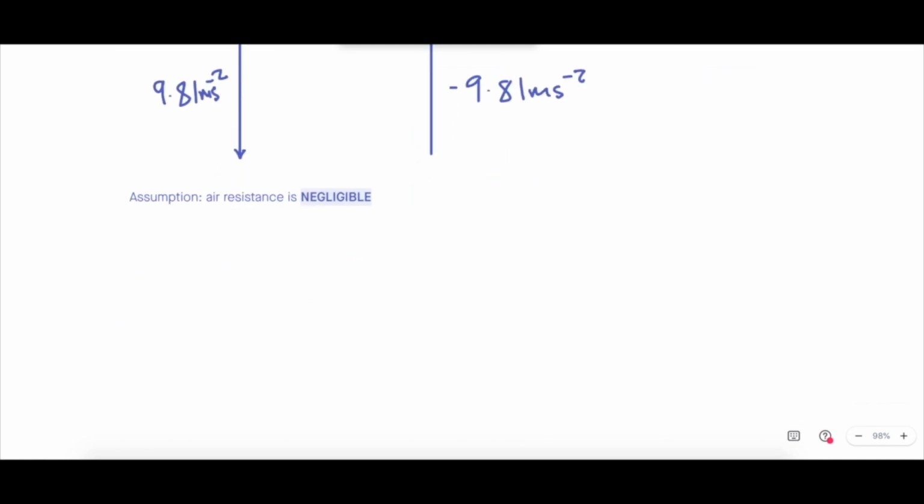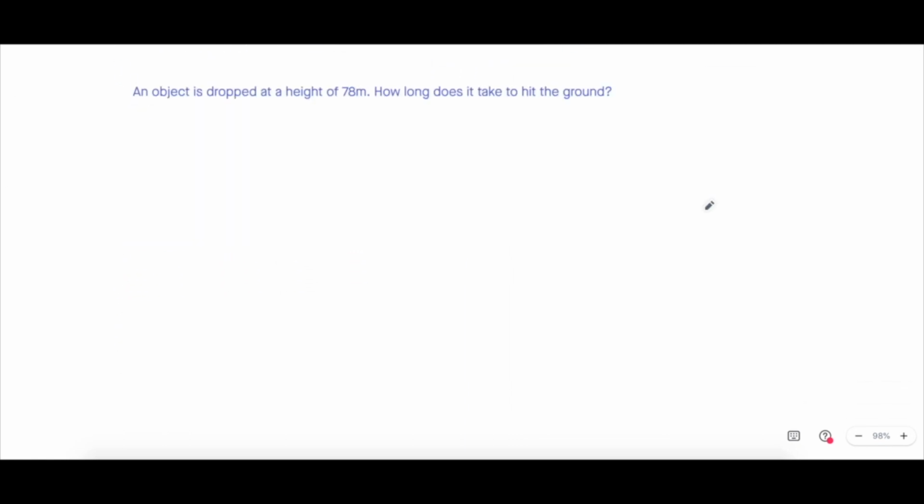So let's look at an example. An object is dropped at a height of 78 meters. How long does it take to hit the ground? If an object is dropped, then you've got constant acceleration. You've got linear motion as well, so you can use SUVAT. The things you can note down: the displacement is 78 meters, since it's dropped at a height of 78 meters.